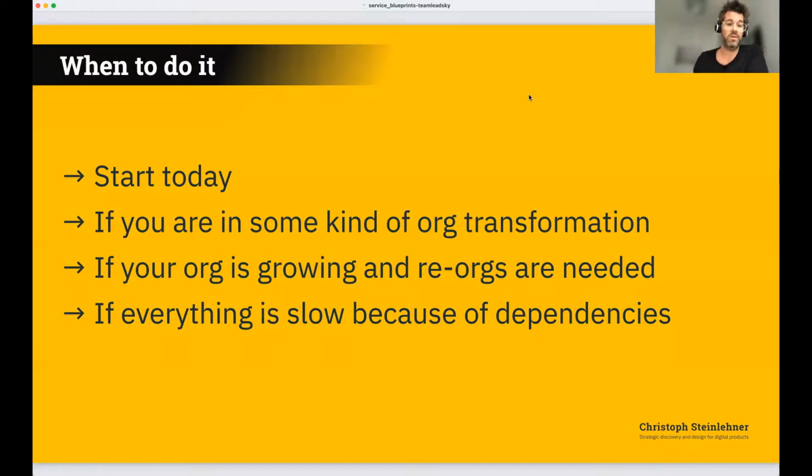Of course, also if your org is growing a lot. I see that a lot in startups. Startups are usually in the beginning a small team and then start to grow. And then teams have to be split up. And then how to split these teams up? This is really a good exercise to look at, okay, where are customer journeys? Where are key moments? Where can we divide teams to keep them small and actionable?